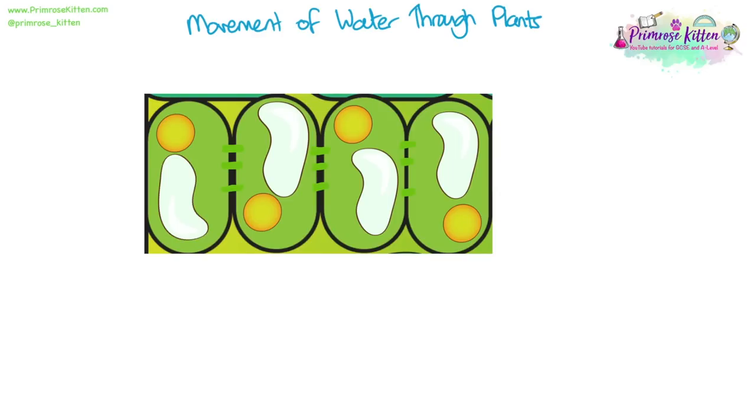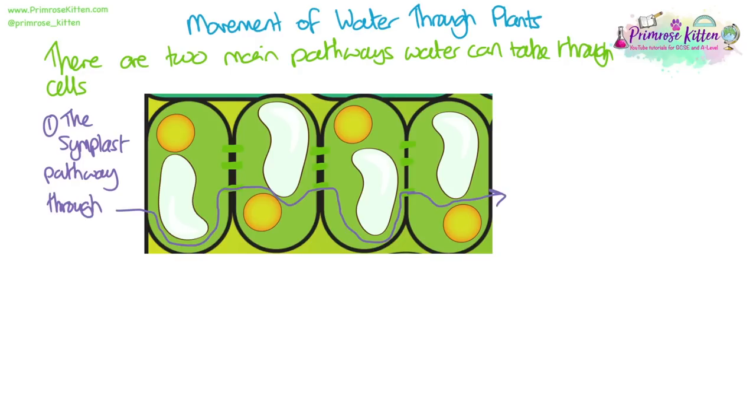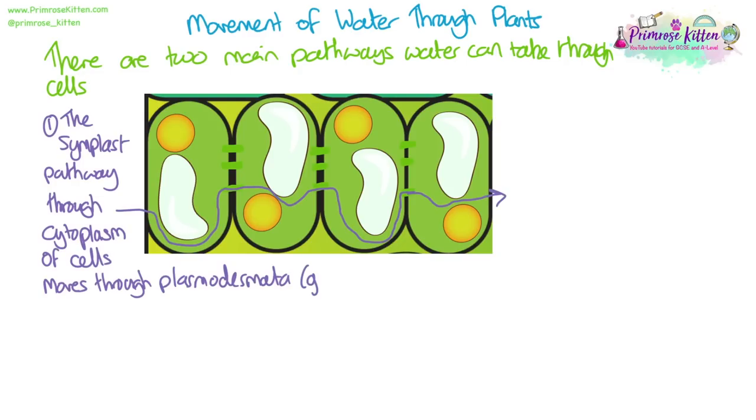The movement of water through plants. There are two main pathways that water can take through plant cells. The first is the symplast pathway. This is where water moves through the cytoplasm of cells. It moves through the plasmodesmata, which are gaps in the cell wall that connect the cytoplasm of neighbouring cells. In this pathway, the water moves by osmosis.